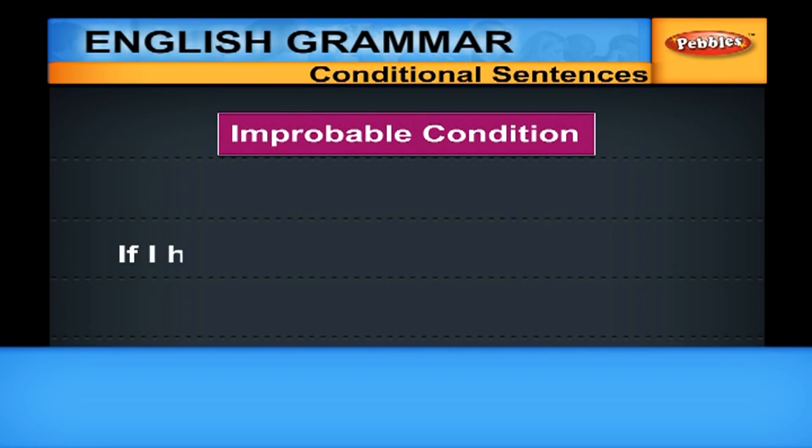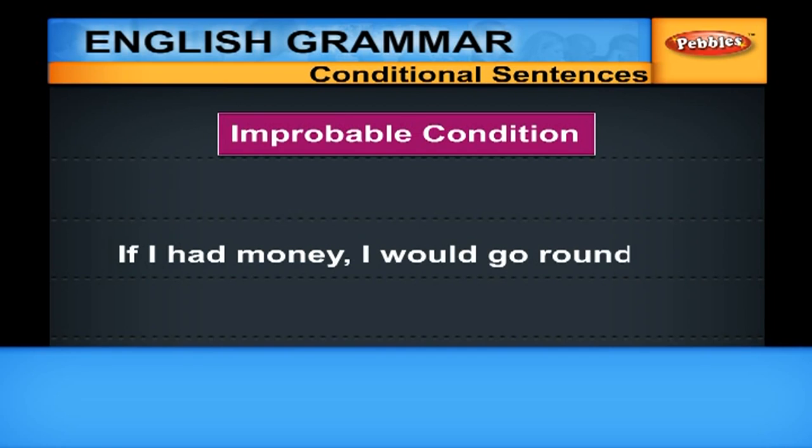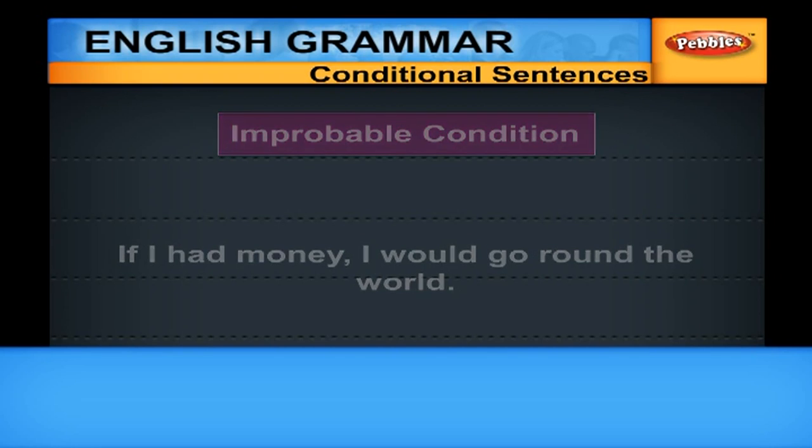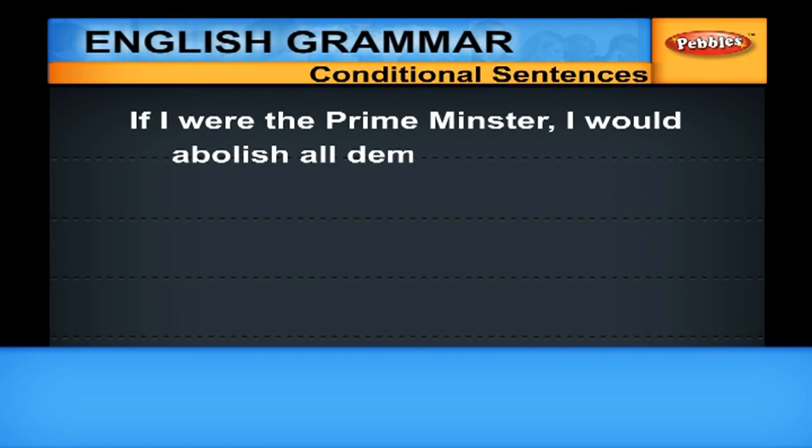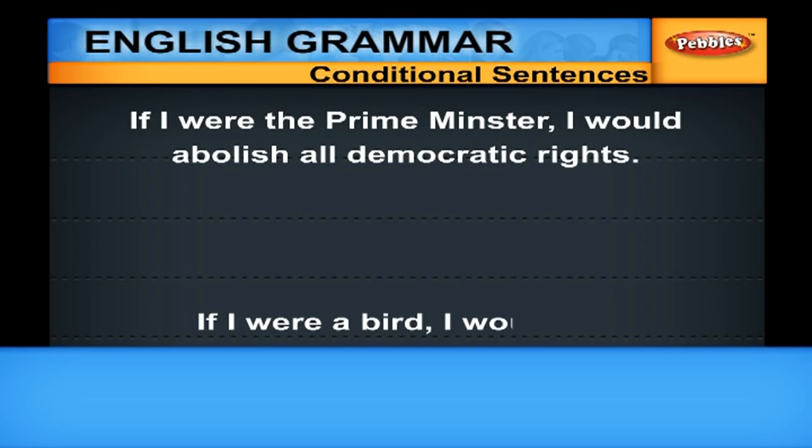Examples: If I had money, I would go around the world. The implied meaning is that I don't have money, so there is no chance of me going around the world. If I were the Prime Minister, I would abolish all democratic rights. But the problem is that I am not the Prime Minister. If I were a bird, I would fly. I'm not a bird and I can't fly.